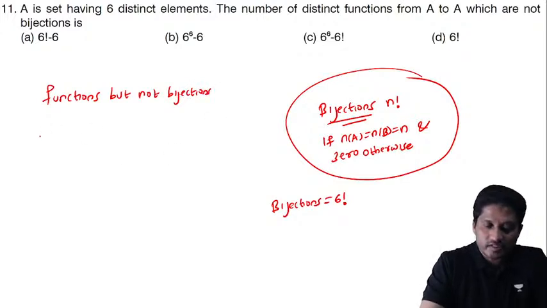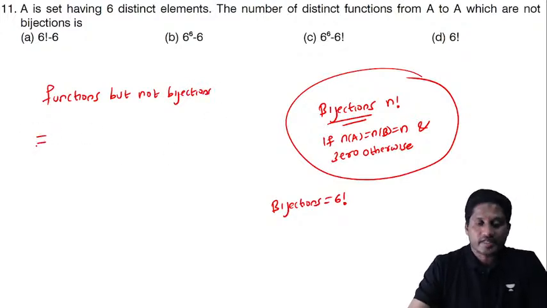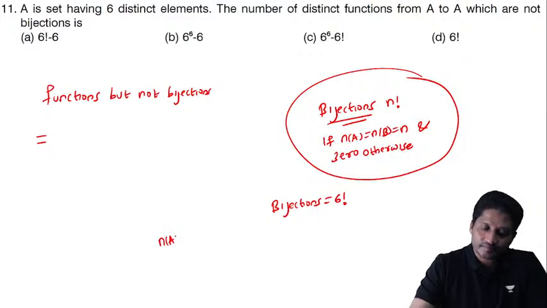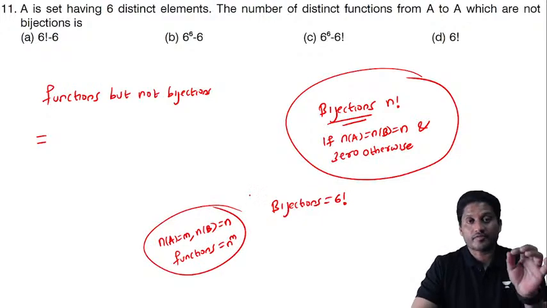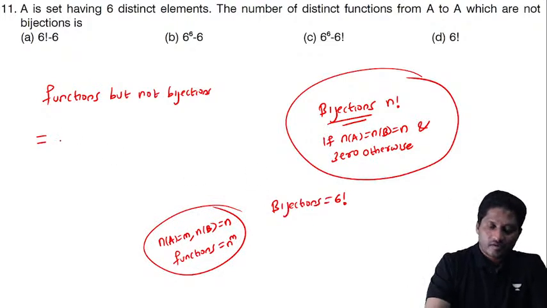Total number of functions is equal to, if set A contains m elements and set B contains n elements, n power m. Now I'm supposed to write functions which are not bijections. That is n power m minus n factorial.